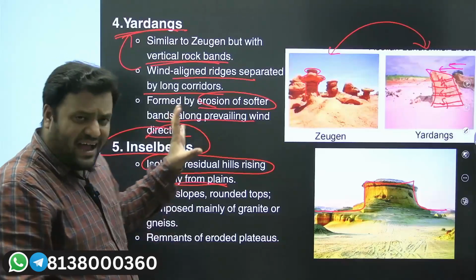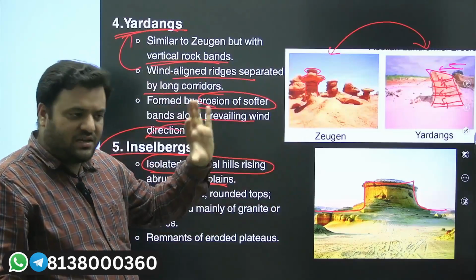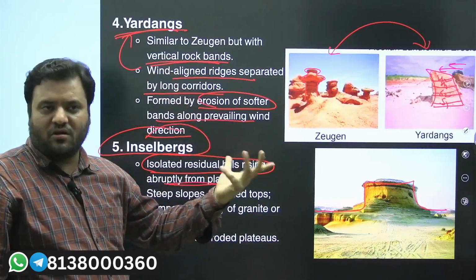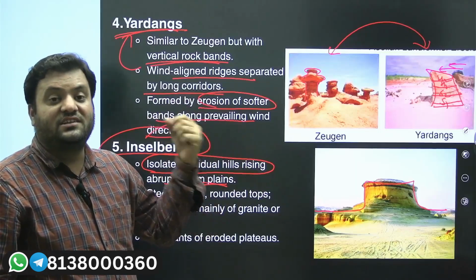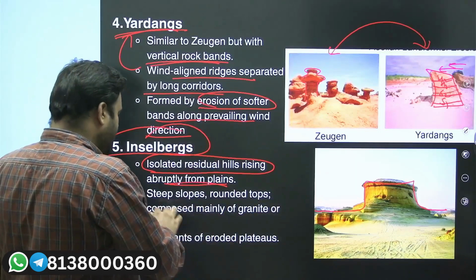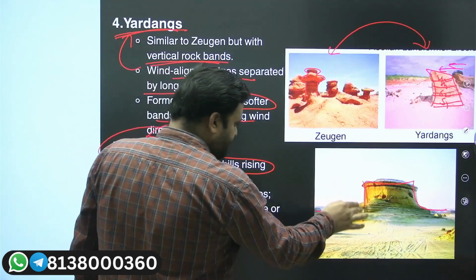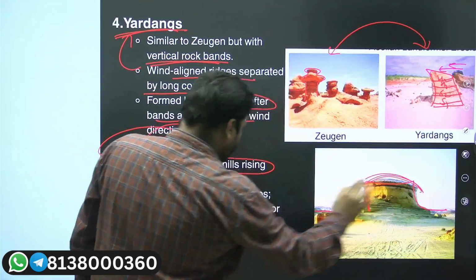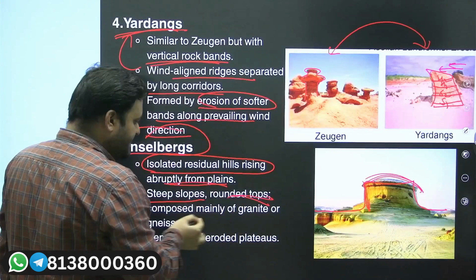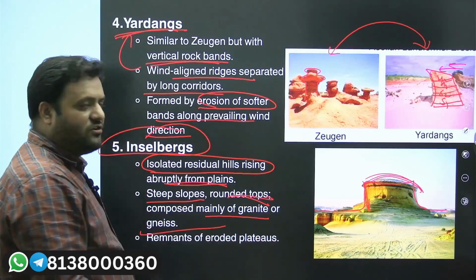Then we have this Inselberg. When we have an isolated part, a residual hill coming up from the plains, that will be called what? That will be called an Inselberg. This Inselberg will have steeper slopes. It will have a rounder top. And it is composed primarily of granite or gneiss.